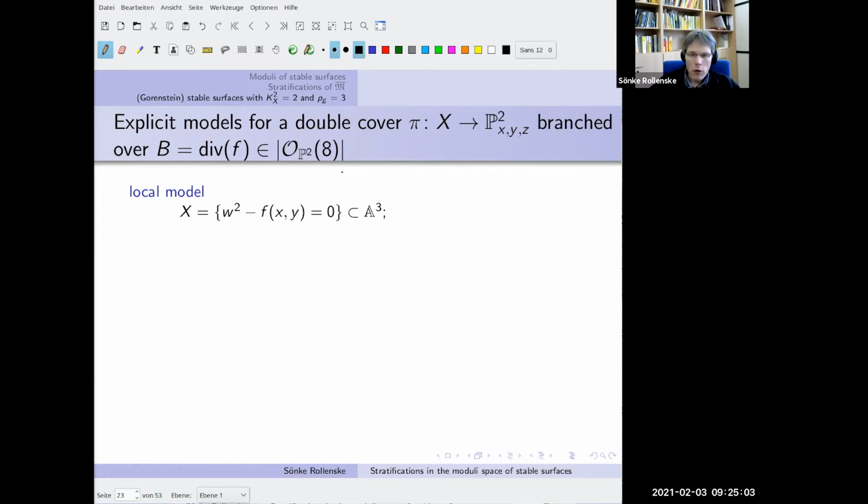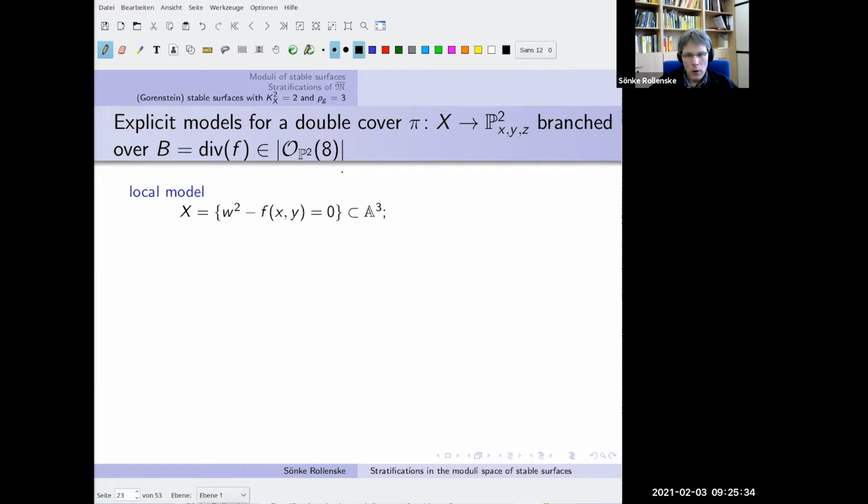My local model for a double cover is just, I have an equation F, which gives my divisor, and I look at the surface W squared minus F. So if my F is a plane curve in the affine plane, then my surface sits in 3-space. In other words, W is a square root of F. If you think birationally, I'm adjoining a square root of F to my function field.